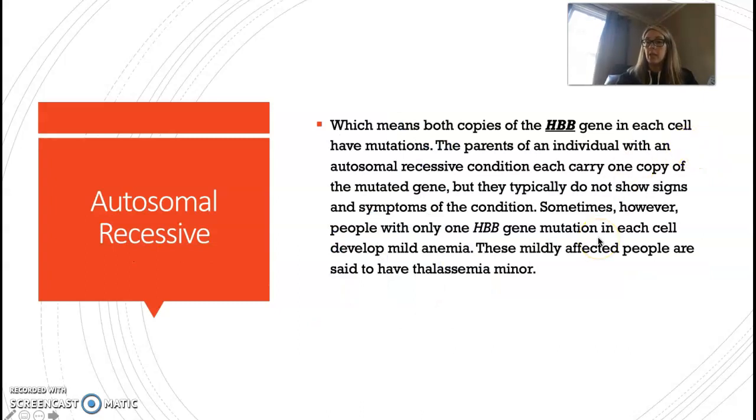Like we talked about earlier, this means both copies of the HBB gene in each cell have mutated. The parents of the individual with an autosomal recessive condition carry one copy of the mutated gene, however, show no symptoms. Sometimes this can also be known as thalassemia minor if they have a little anemia or it's super mild, but it really isn't affecting the patient enough to be classified as major or intermedia.